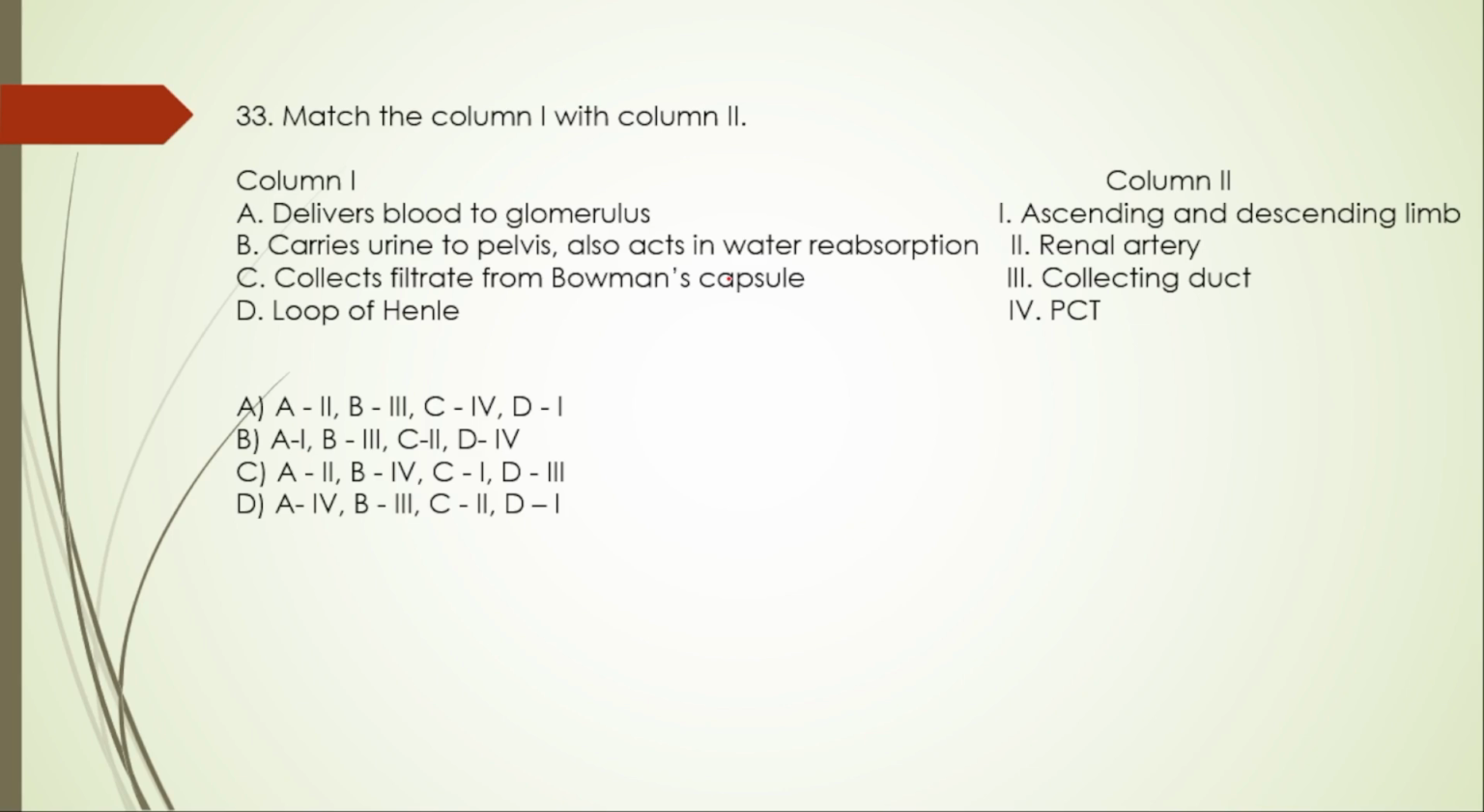33rd one, match the following question. First one, column 1, column 2: delivers blood to glomerulus. Who is going to deliver the blood to the glomerulus? That is renal artery. So A is 2, which means this option is eliminated. B, carries urine to pelvis, also acts in water reabsorption. B is 3, collecting duct. In this duct, it transports the urine to the renal pelvis and is a key site for the final water reabsorption. So B is 3, not 2. That's what the right option is, option A.